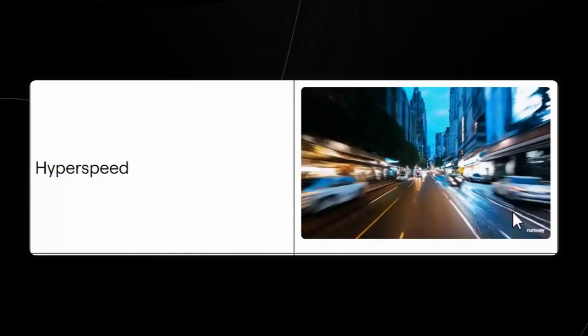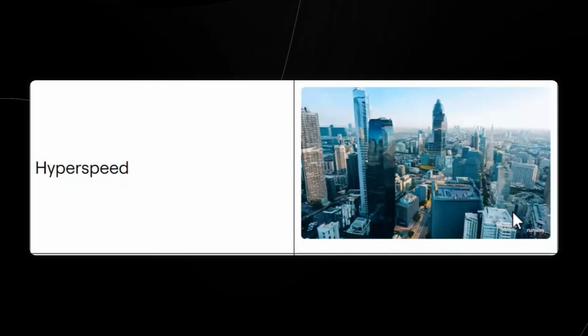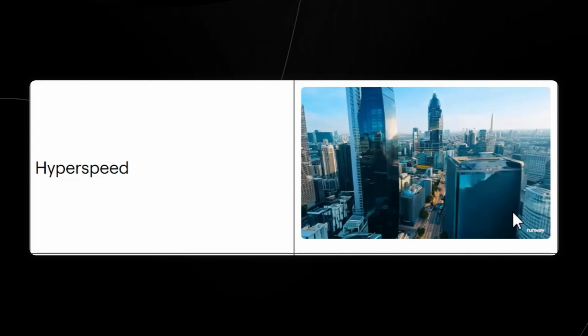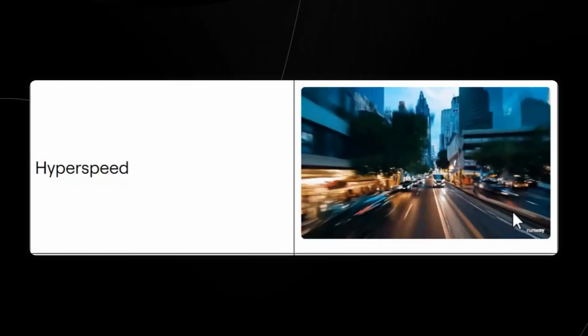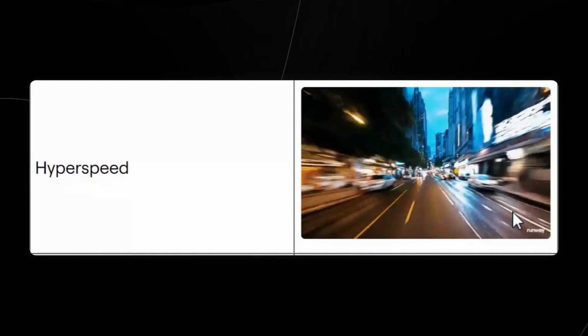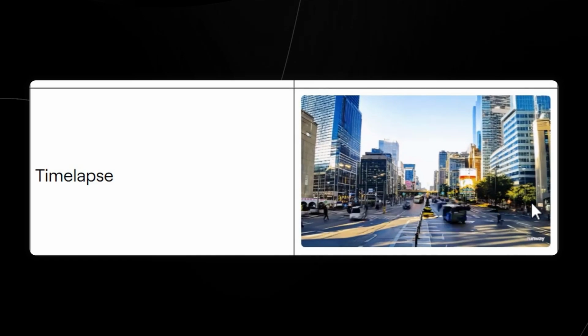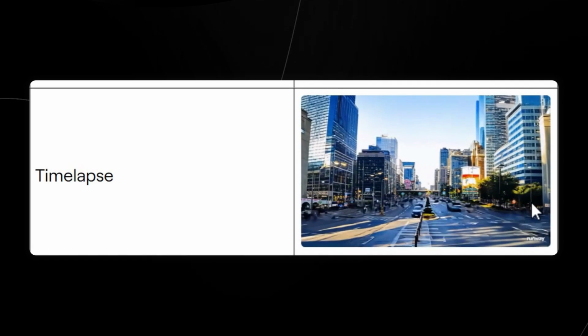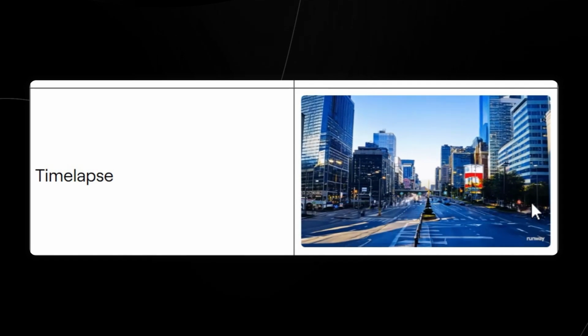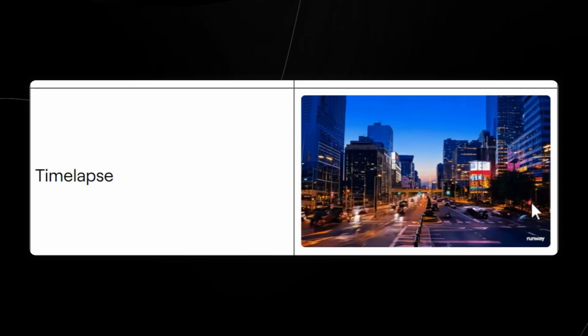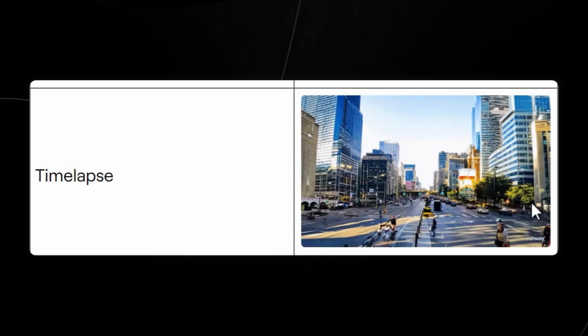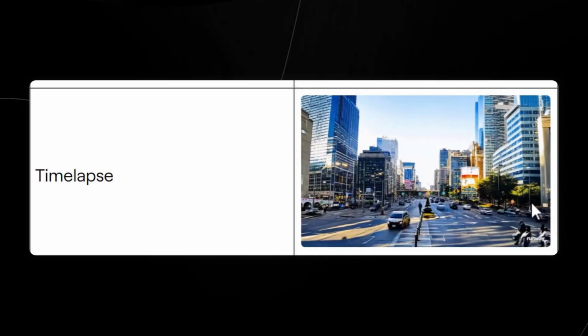Then we have hyperspeed. Hyperspeed dramatically speeds up the action, often used to condense time or show rapid progressions. This is useful for time-lapse sequences, fast-paced scenes, and showing rapid changes. Here we have the time-lapse. Time-lapse compiles images taken over a long period into a short sequence, showing gradual changes quickly, like a sunset or a cityscape. This is useful for nature documentaries, urban growth, and showing the passage of time.